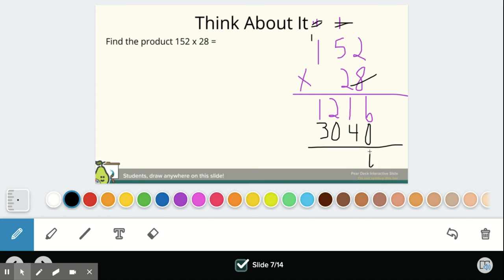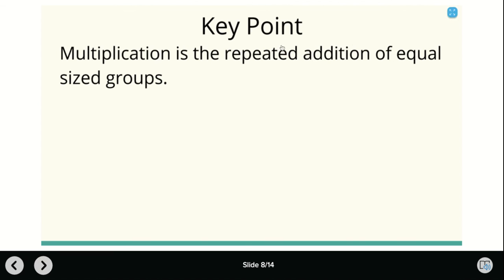6 plus 0 is 6. 1 plus 4 is 5. 2 plus 0 is 2. And 1 plus 3 is 4. And I could put the comma right there. So the product of 152 and 28 is 4,256.